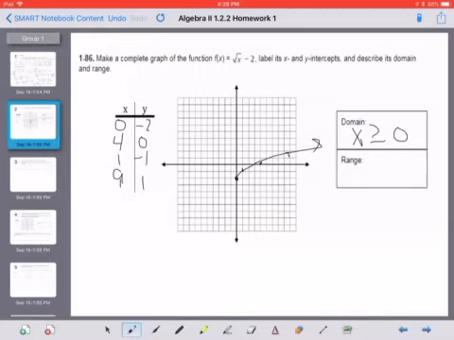Negative number, and I can't take the square root of a negative number, and y has to be greater than or equal to -2.